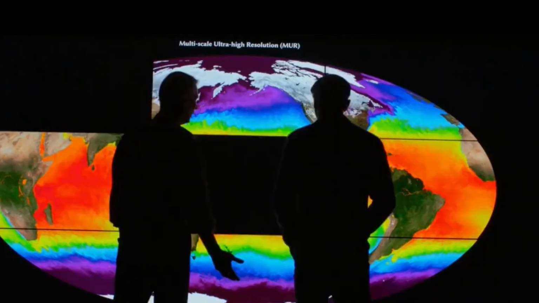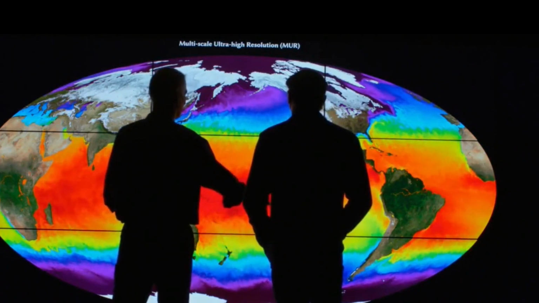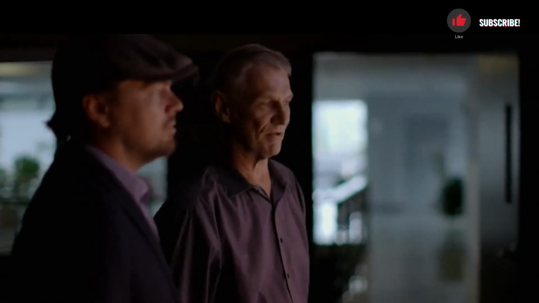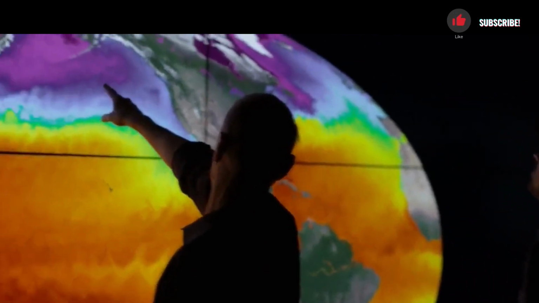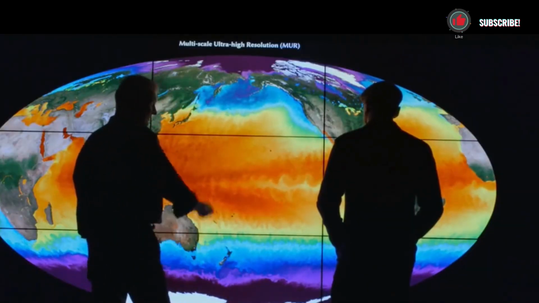Here's an example of one thing we can see. This is ocean surface temperature as measured from space. This is the whole world's surface temperature. You can see the poles melting there. Wow. This is the way to do it, man. I mean, this is the way to really see what's going on.